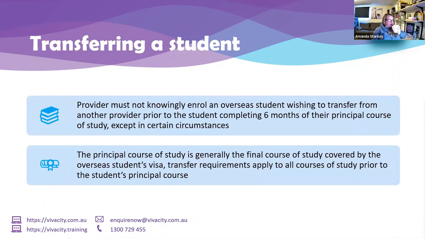Okay, transferring a student. So in summary, a registered provider must not knowingly enrol an overseas student wishing to transfer from another provider prior to the student completing 6 months of their principal course of study, except in certain circumstances. And the principal course of study is generally the final course of study covered by the overseas student's visa. And transfer requirements apply to all courses of study prior to the student's principal course.